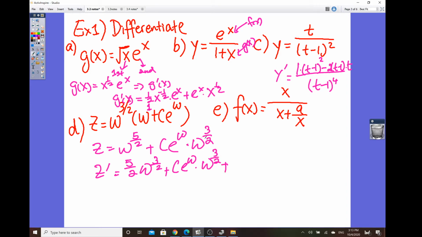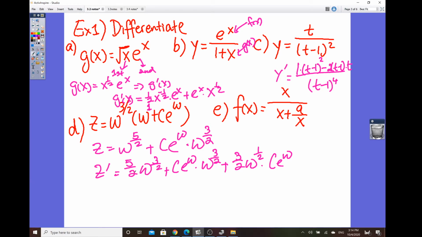And then plus derivative of w to the power of 3/2, so then that'll be 3/2, w to the power of 1/2. And then times the original function of the f of x. So c e to the power of w. And obviously this one you can take out the greatest common factor if you want to. And it looks like there's no like term here. Okay, so that's for D.